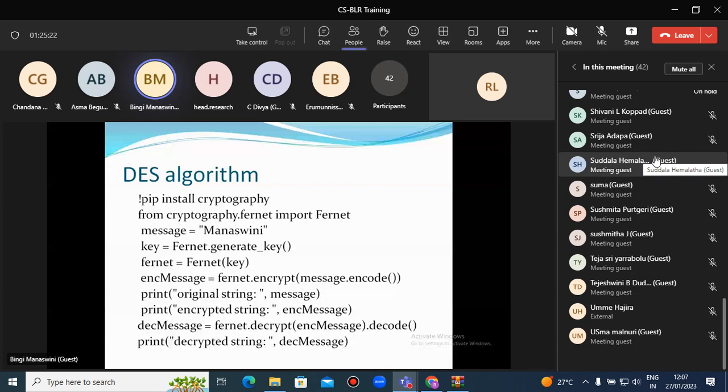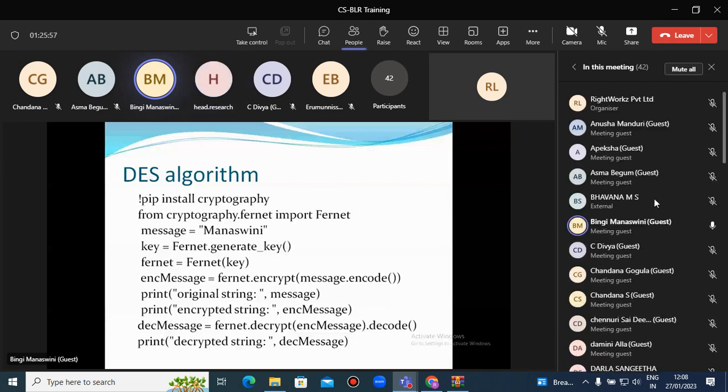We store it in Fernet, equal to the Fernet method of key, and we need to encrypt the message, that is, convert it into a non-readable format. enc_message is equal to the Fernet.encrypt method, and we are giving the input as message.encode. This will convert it into ciphertext. Then we print the original string, that is the message, and the encrypted string, that is enc_message. After encrypting, we do the decryption using the Fernet.decrypt method. This is the decrypted string.